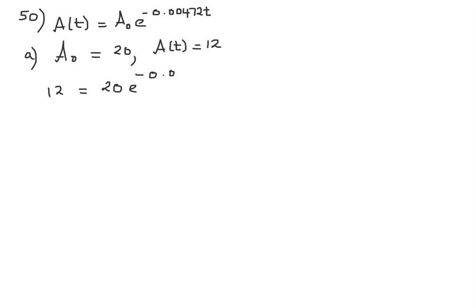So we're going to find the t. When is it going to be? So first I have to move the 20 to the other side. So divide both sides by 20. We're getting rid of the 20. So we get 3/5 equals e to the power.